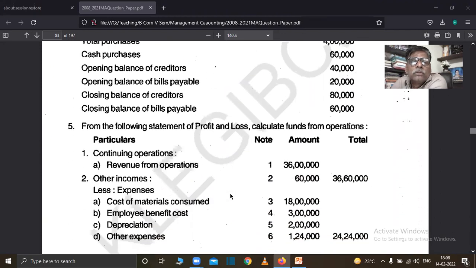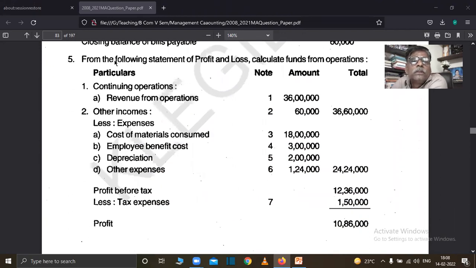Question number 3, question number 4, question number 5. You see the question number 5. From the following profit and loss account, calculate funds from operation. They ask to calculate funds from operation. So in this case, you have to take the operating incomes and operating expenses related with cash. You take the revenue from operation and deduct the operating expenses paid in cash. That will give you operating profit.